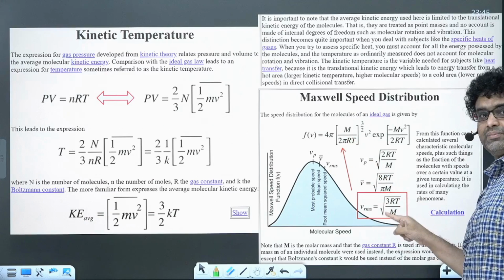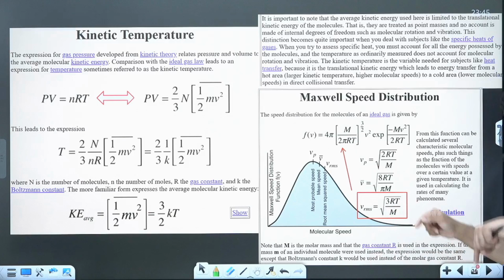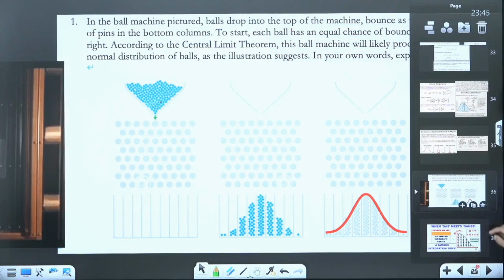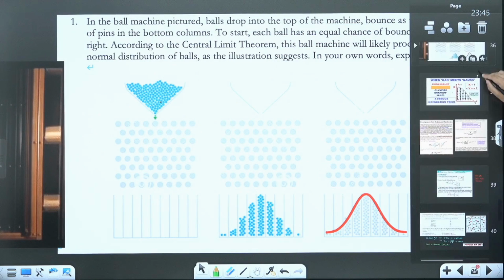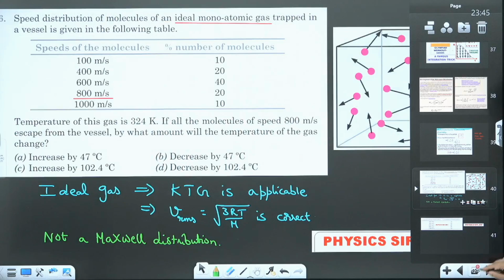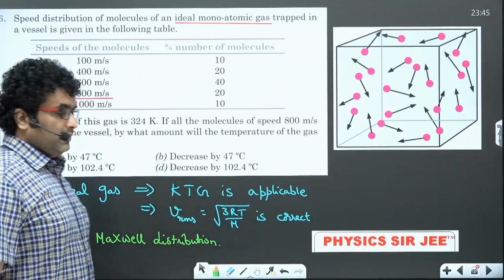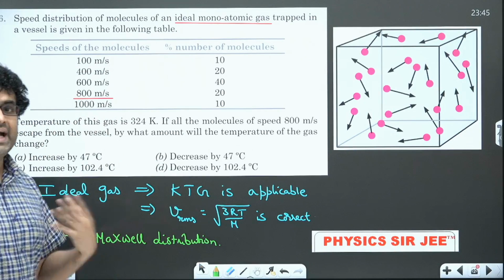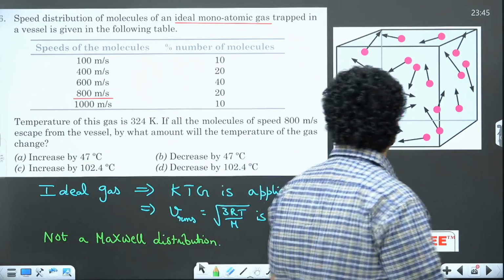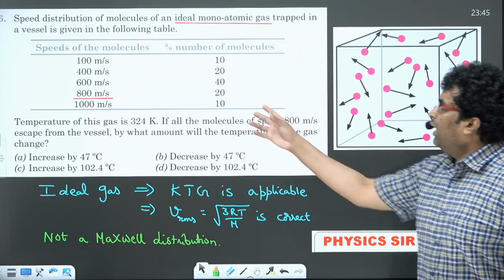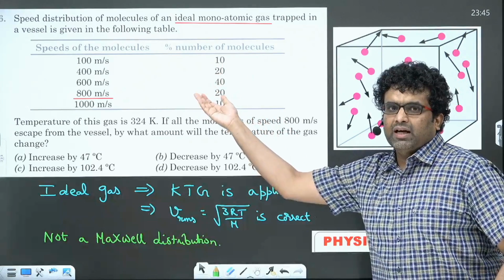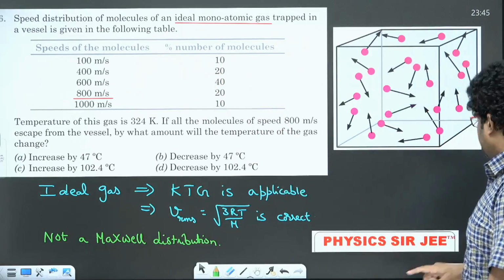This came first to understand. That means in the ideal gas question that I just now spoke of, in this one I can still use that root 3RT by M, but I can't use root 8RT by pi M. So let me go ahead now. How do you arrive at that VRMS square formula?